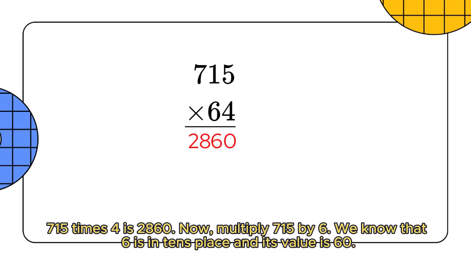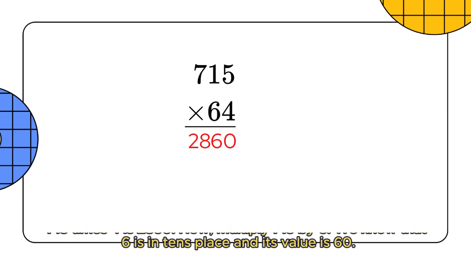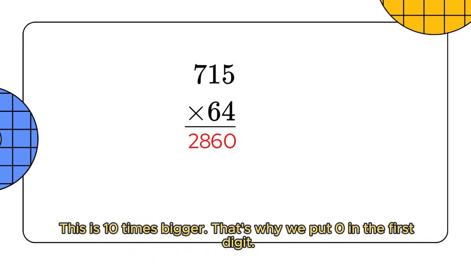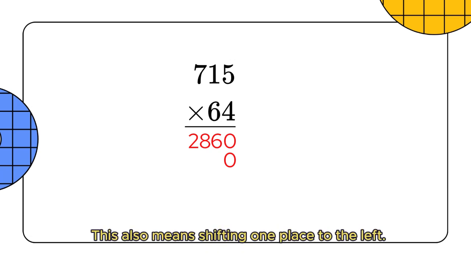Now multiply 715 by 6. We know that 6 is in the tens place and its value is 60. This is 10 times bigger. That's why we put 0 in the first digit. This also means shifting 1 place to the left.